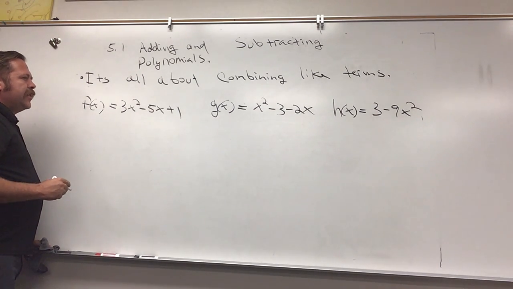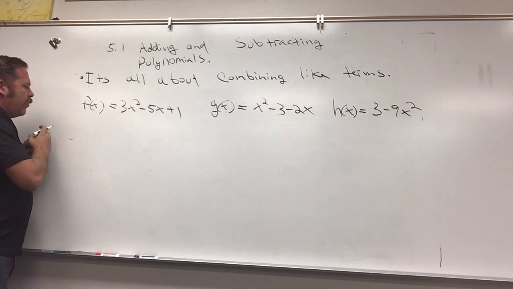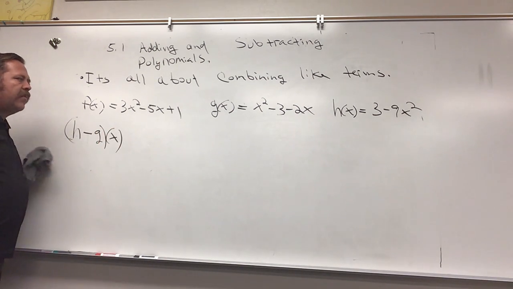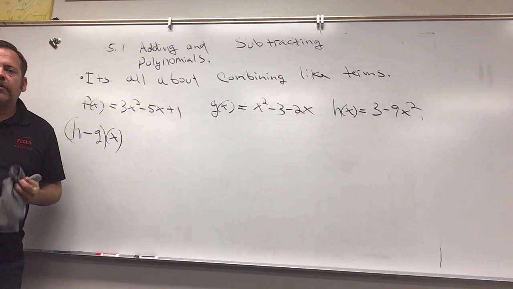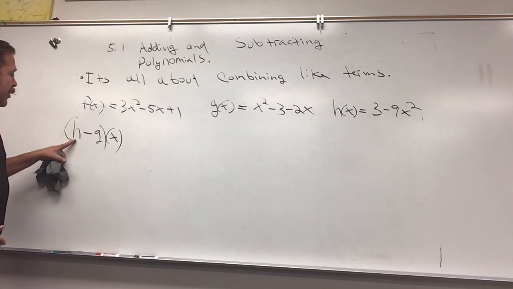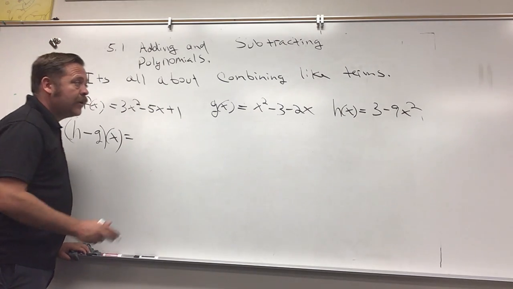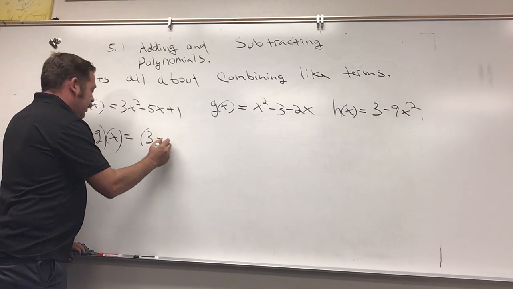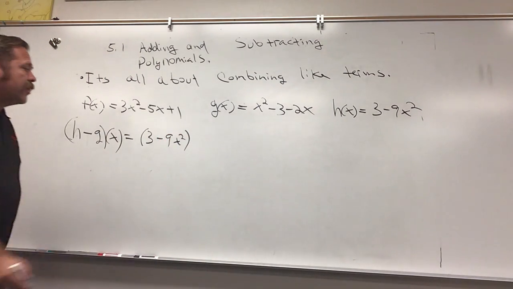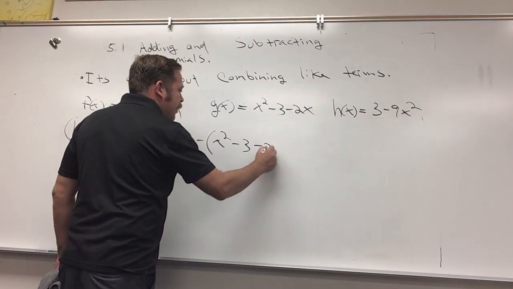So what do you say we do h of x, ooh, no, that's not how it would be written. It would be written like this: h minus g of x. So tell me, what does this notation tell me to do? What is it asking me to do? We're going to take the h function and subtract the g function from it. Do we need parentheses? Yeah, we do. So we're going to go 3 minus 9x squared, because that's the h function, right? And we're going to subtract the g function, which is x squared minus 3 minus 2x.